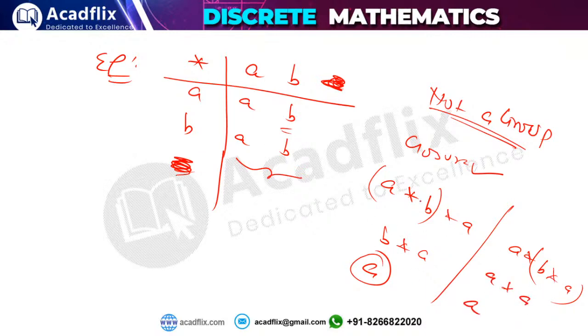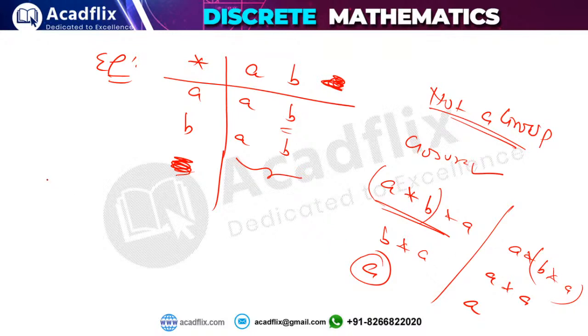So anyway, don't go for the associative property because it will take a lot of time. The best way is to check the identity property. If you check the associative property, you will have to check many combinations. So don't go for associative property, go for identity property.